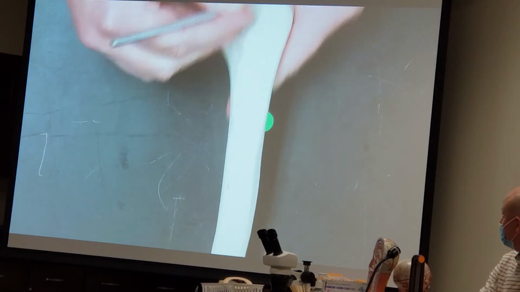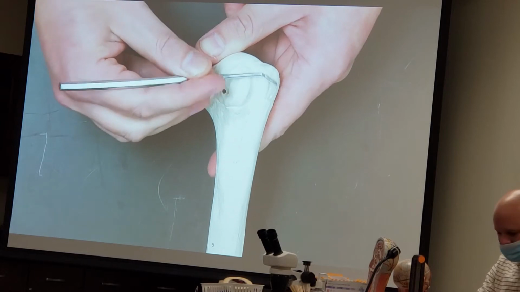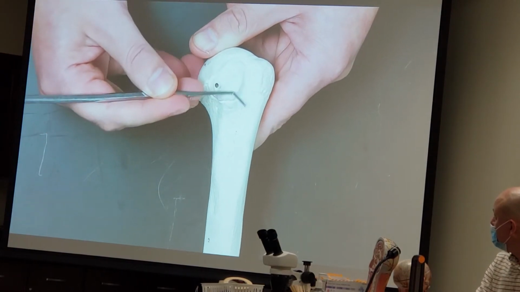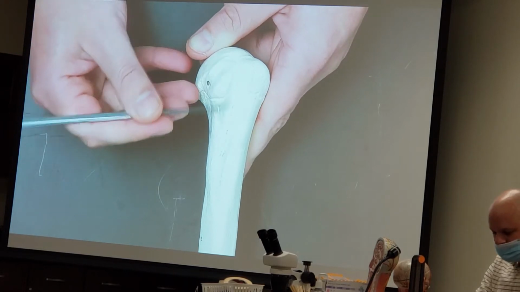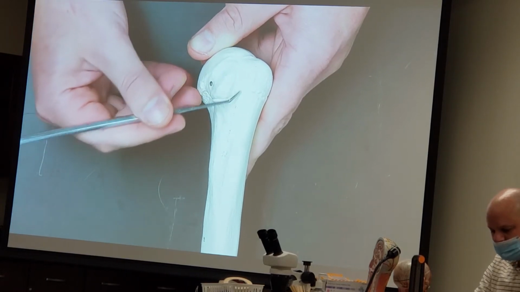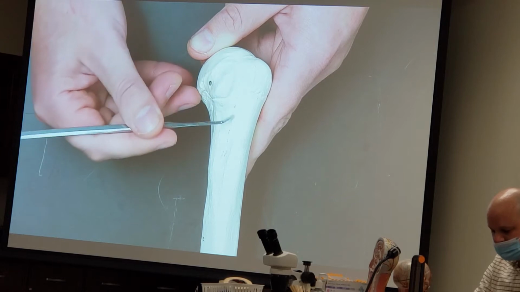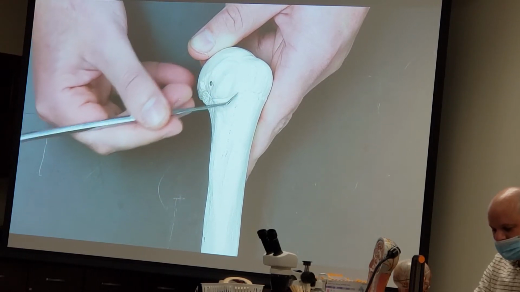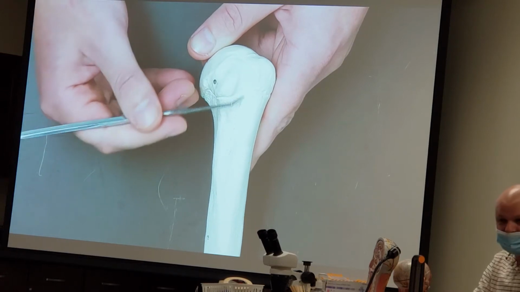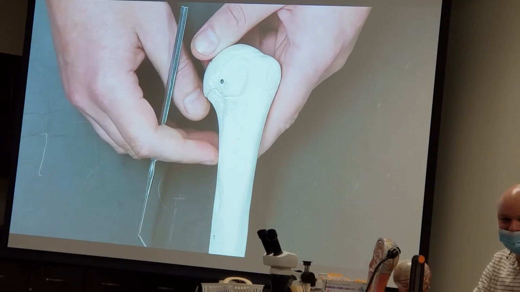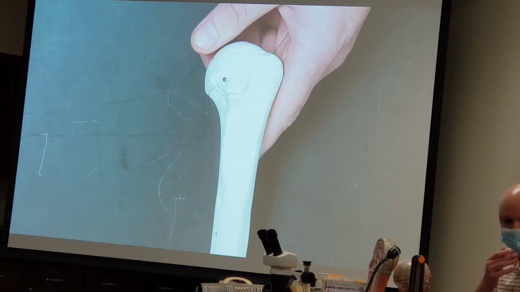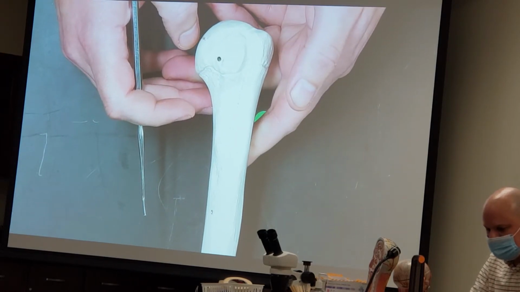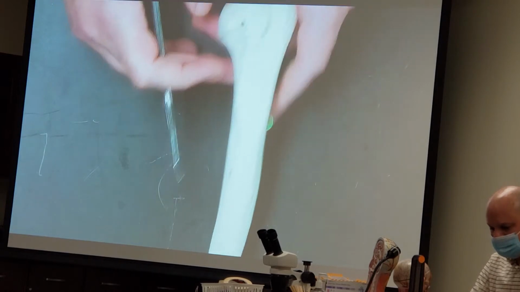This is the greater tubercle, and this is the lesser tubercle. And in between those two is going to be the intertubercular groove, or the intertubercular sulcus. That is the proximal end of the humerus.